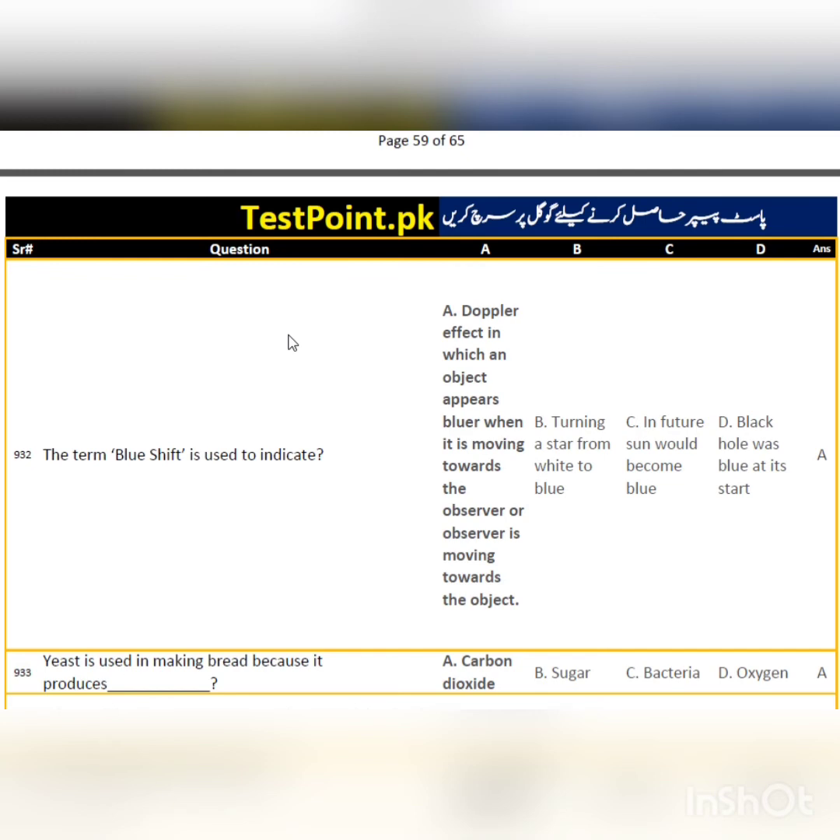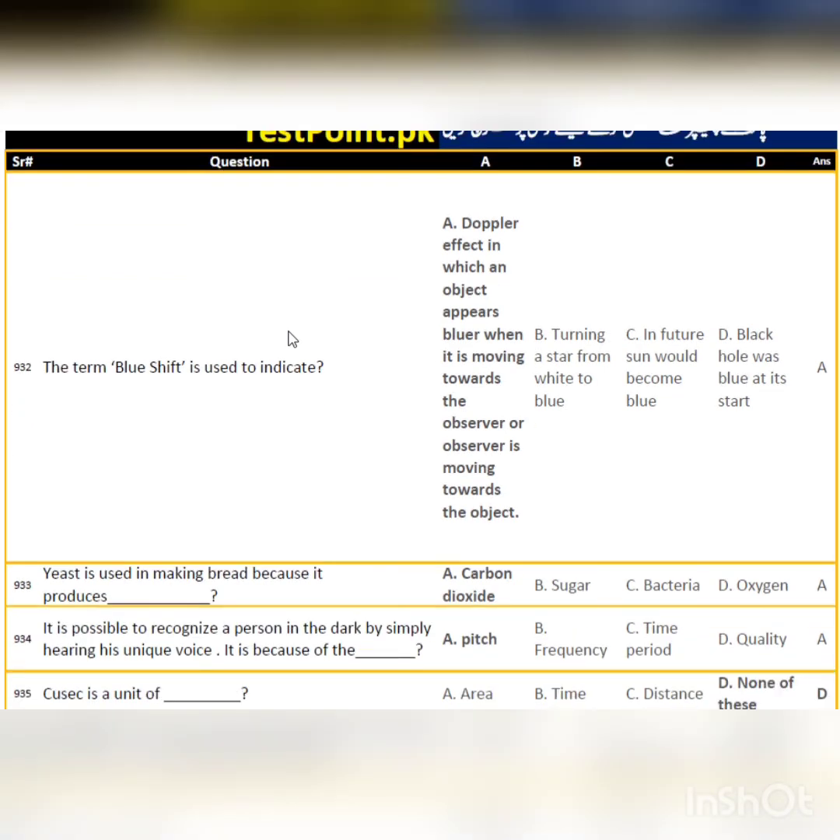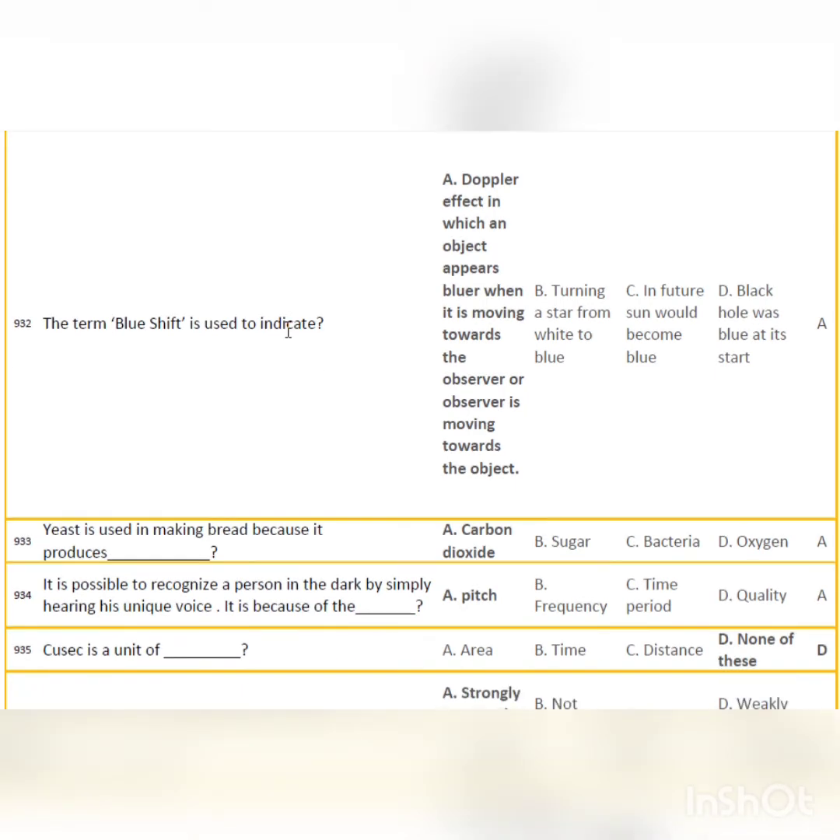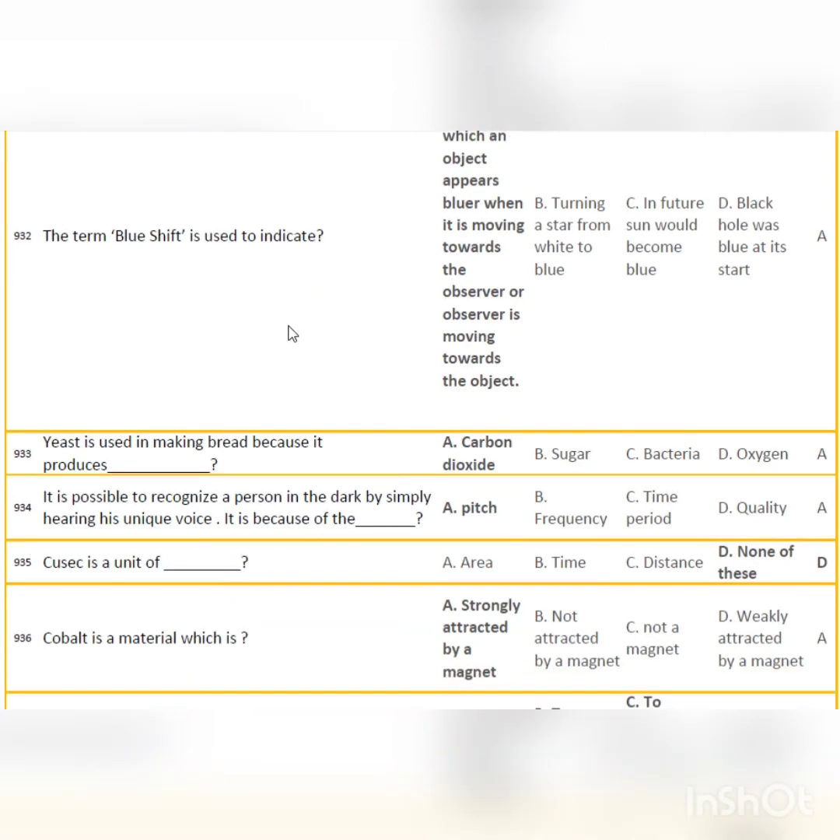Which particle carries the positive charge? A. Nucleus. B. Electron. C. Proton. D. None of these. Answer is C. Protons.